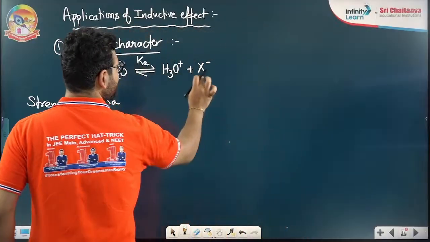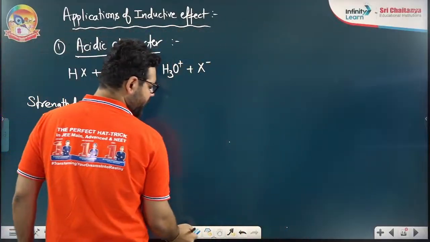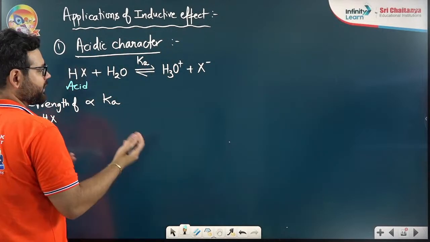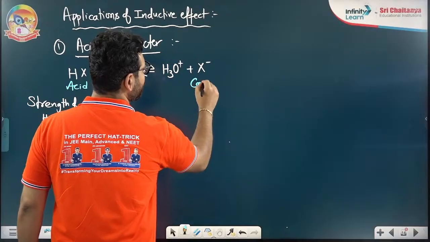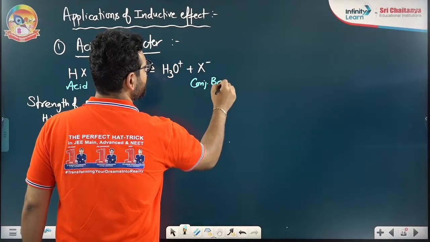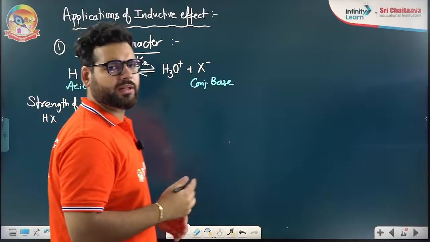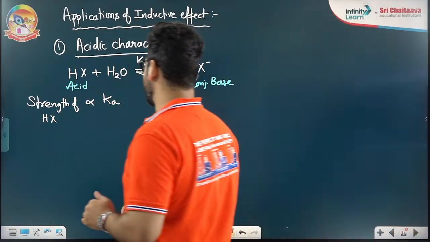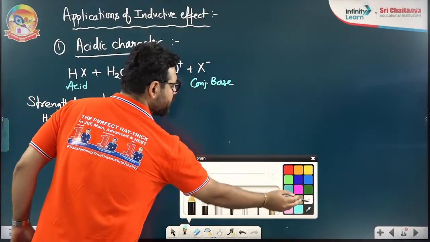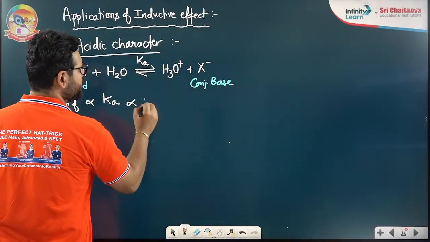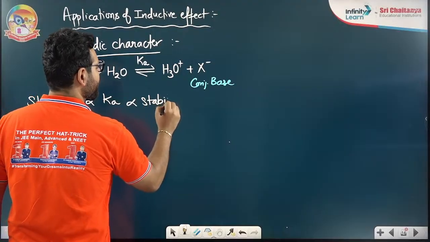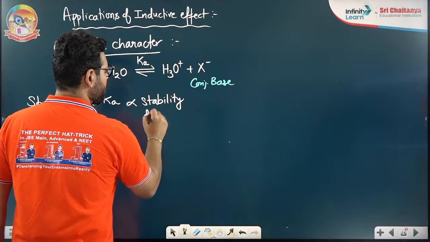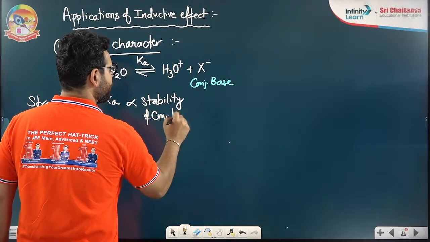So stability of this X minus, we call it as conjugate base, beta. Whenever an acid breaks down and gives a H plus, it gives you a conjugate or a brother base. Okay, just call it a brother base. So it's a brother base of HX. Whenever brother base is stable, then strength of HX will be high. So strength is directly proportional to stability. Acidic strength is directly proportional to stability of conjugate base.